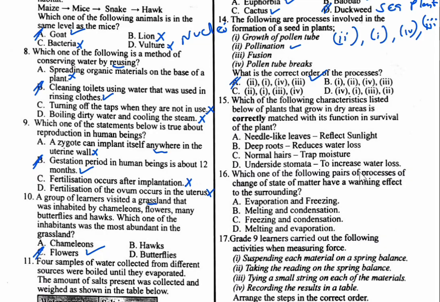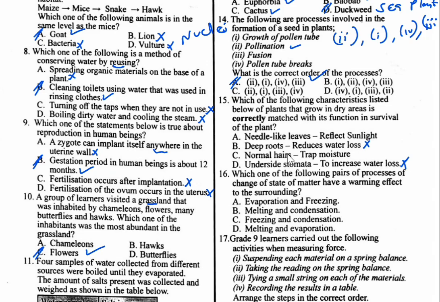We're going to start with which one do you think is the correct option? To start with B, this one is not the correct option. Deep roots are said to reduce water loss. That is wrong. The function of deep roots is to access deep water, to absorb the water found deep inside the soil. So saying they reduce water loss is not true. What about part D? Underside stomata, the function is to increase water loss. That is not true. This statement is false. It is not a correct statement.